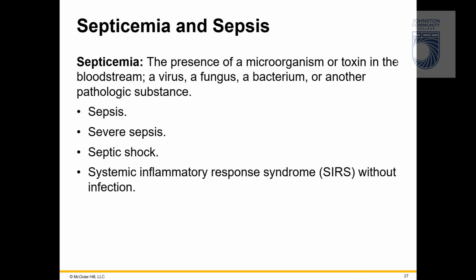Septicemia and other blood infections. Septicemia and sepsis. Septicemia is the presence of a microorganism or toxin in the bloodstream, a virus, a fungus, a bacterium, or other pathological substance. This also includes sepsis, severe sepsis, septic shock, and systemic inflammatory response syndrome, SIRS, without infection.